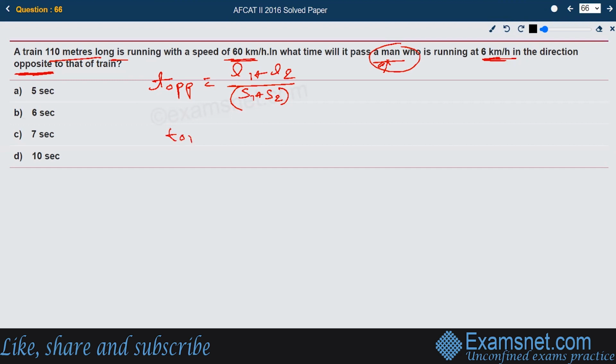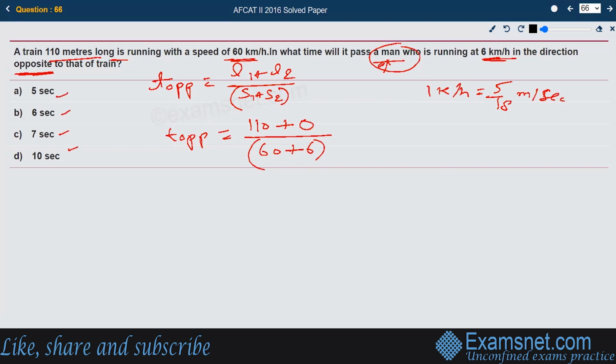So let us have T opposite is equal to L1 plus L2. The first train length is 110. Man's length can be considered as 0 in comparison to the train's length. Speeds are to be added, so it has to be 60 plus 6 because the man's speed is 6. And obviously 1 kilometer per hour is 5 by 18 meter per second, and we are supposed to convert this because all the options are given in seconds. So obviously we are supposed to calculate the time in seconds.